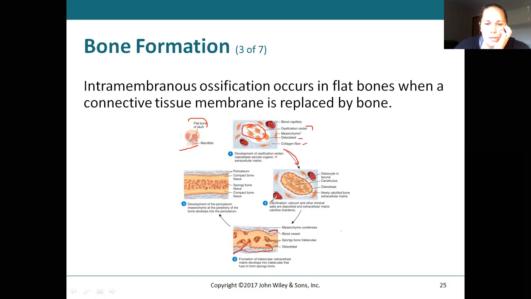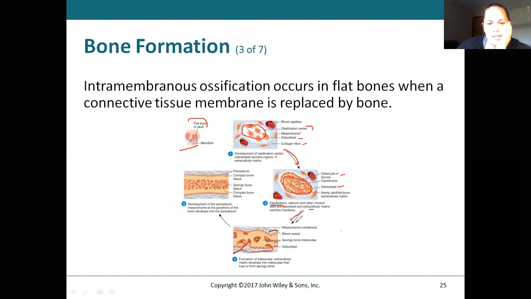Okay, so step 2 is once that ossification center has formed, you're going to have the process of calcification that occurs. So again, calcium and other mineral salts are going to be deposited, and the extracellular matrix is going to harden. So those osteoblasts, you can see, is the newly calcified bone around that extracellular matrix is going to harden. Those osteocytes are going to become mature in the lacuna. And remember, when we go back to look at the structure of bone, where that's located.